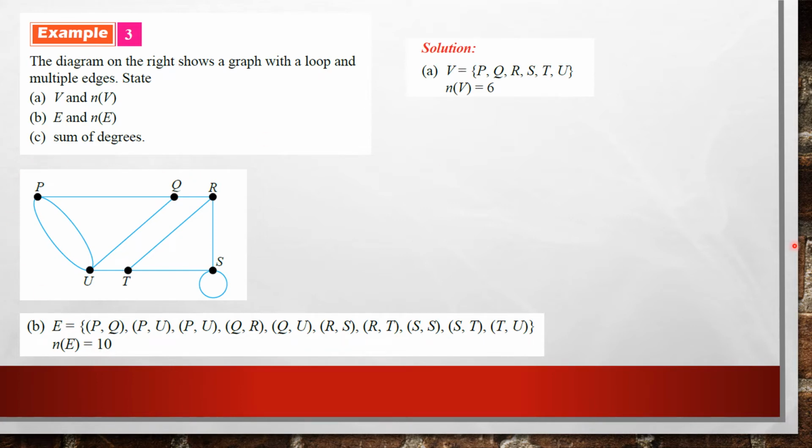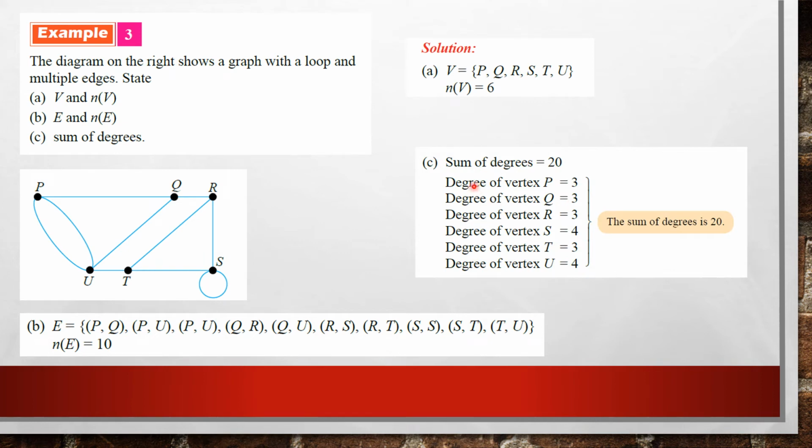For the sum of degrees, you can use 2 times 10, which gets you the answer 20 straight away, or you can calculate one by one. We look at vertex P first. For the degree of vertex P, how many lines are coming out? 1, 2, multiple edge, you have 2 here, and another one, this straight line. So the total lines coming out is 3. That's why the degree of vertex P is 3.